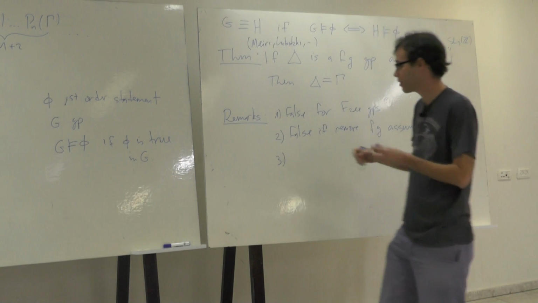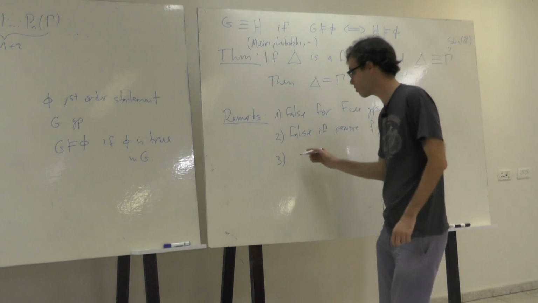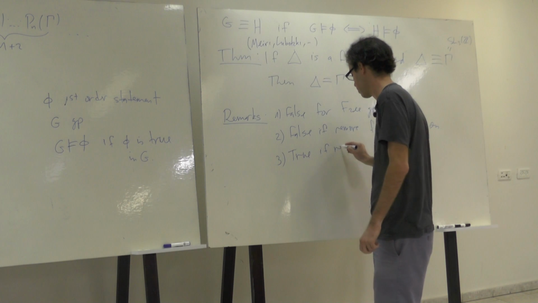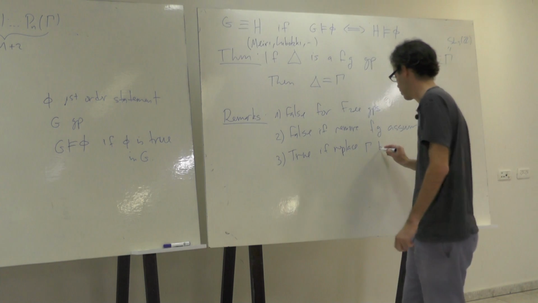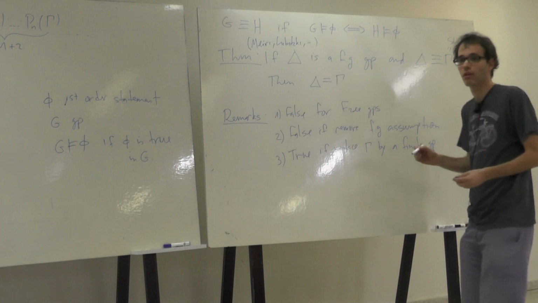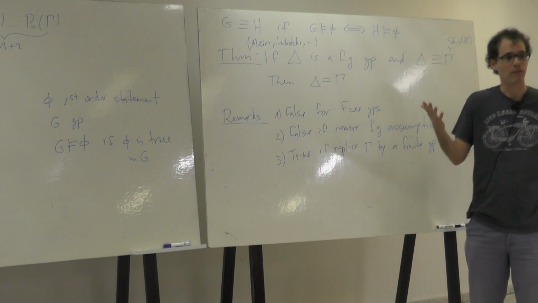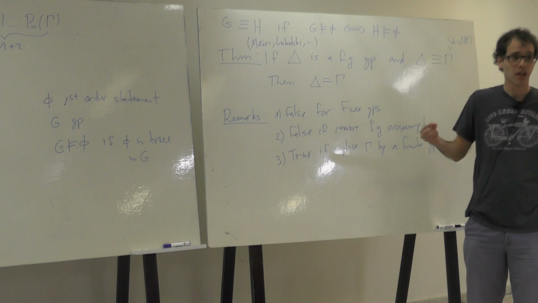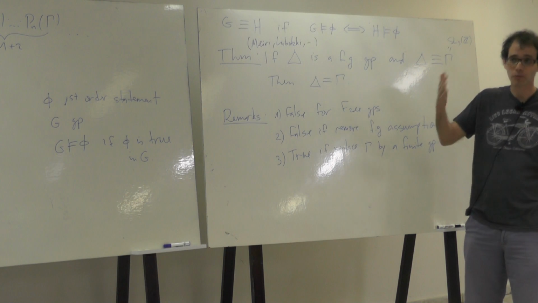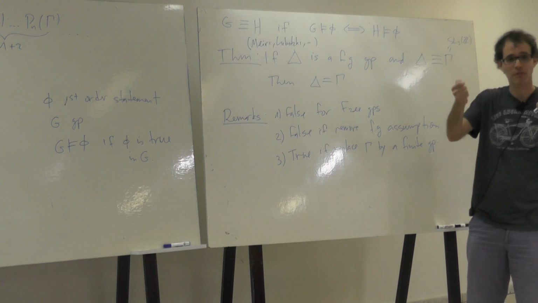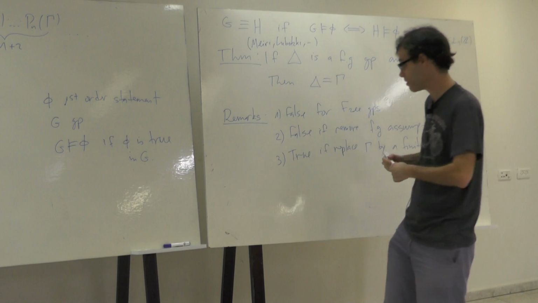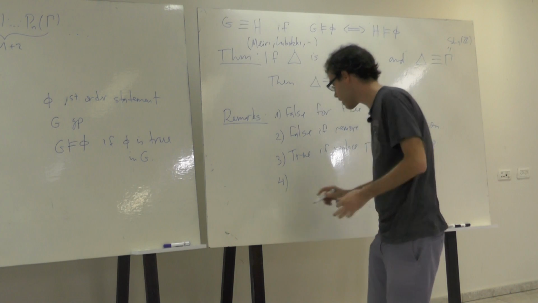Let me tell you something on the positive side. It is true if you replace gamma by a finite group. Because you can say, your finite group has 5 elements. You can say there are 5 elements, x1 up to x5, they are all different, and their multiplication table looks like this. x1 times x3 is equal to x5, and so on. Okay, this is a first order statement.